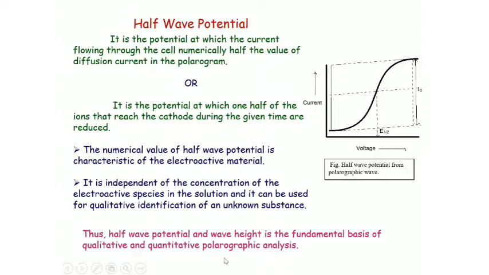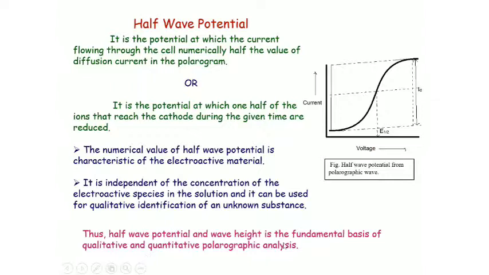Wave height means what? The height of the wave means the diffusion current, and by using the diffusion current we can measure the concentration of the species. That means the diffusion current is useful for quantitative analysis, and from the value of the half wave potential we can identify which species are present in the solution. So the half wave potential is useful for qualitative analysis. These two terms, half wave potential and diffusion current, are the fundamental basis of qualitative and quantitative polarographic analysis.